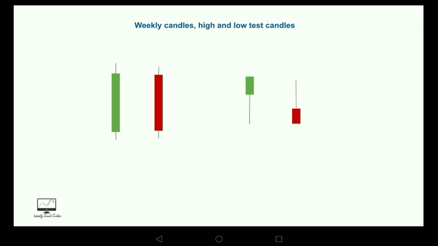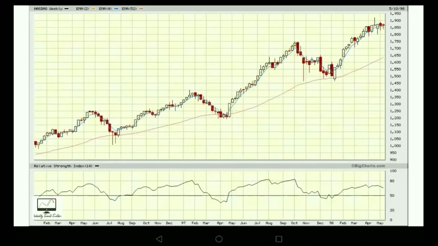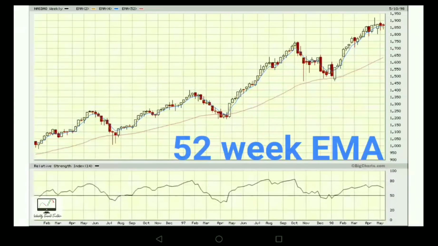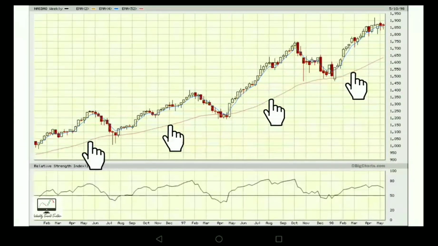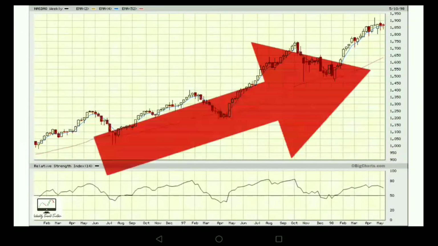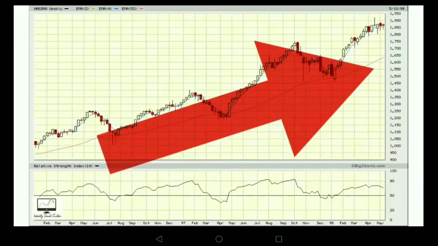So we've got our weekly candles. Let's go back to the chart now. What do we need next on the chart? Well, we need the 52-week EMA, the exponential moving average. 52 weeks obviously is a year, and 52 weeks gives us an average of what the price is doing. We want that 52-week moving average line to be rising from left to right on the chart.